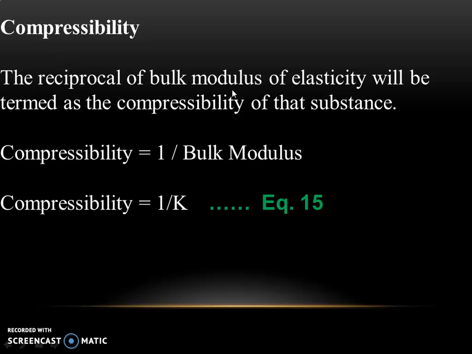Compressibility is the reciprocal of bulk modulus of elasticity. So compressibility is written as equal to 1 divided by bulk modulus, so it is equal to 1 divided by K. From this equation we can see that compressibility is inversely proportional to K. That means once K increases, compressibility decreases and vice versa.